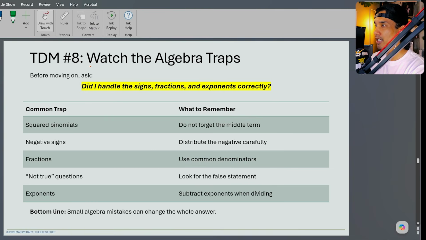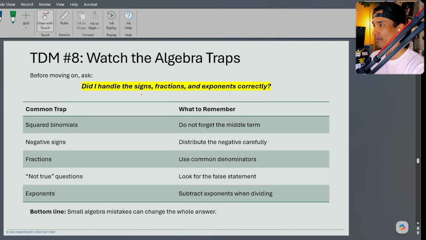I have here number 8, watch the algebra traps. Before moving on, ask, did I handle the signs, fractions, and exponents correctly? I've had many people tell me that the most common mistakes that they make are stupid mistakes, silly mistakes, right? They tell me, oh, I forgot to carry down the negative. Well, I'm here to tell you not to do that, okay?